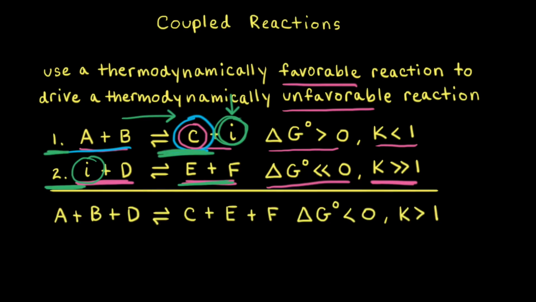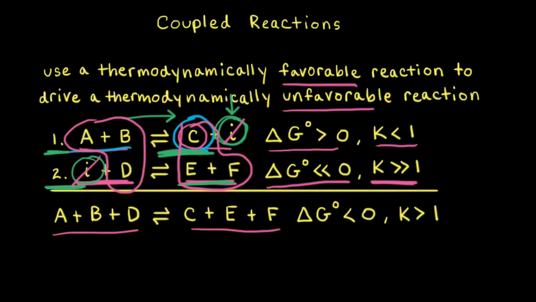Since we are coupling these two reactions together, if we add reaction 1 to reaction 2, the intermediate would cancel out, and for the reactants, we would get A plus B plus D, and for the products, we would get C plus E plus F. To find delta G naught for this overall equation, we would need to add together delta G naught for reaction 1 and delta G naught for reaction 2.